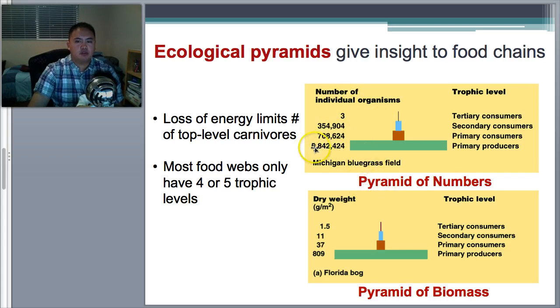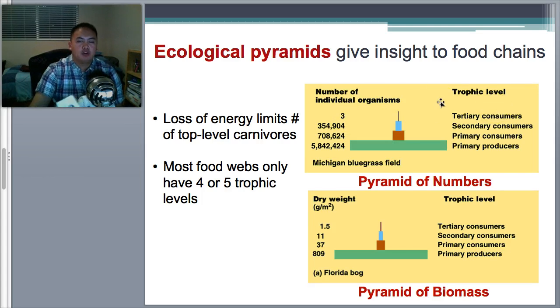In a bluegrass field, we have 5.8 million primary producers. Since we lose every 10%, this particular bluegrass field only has 708,000 primary consumers. Again, losing 10%, this particular field only has 254,000 secondary consumers. And because you lose so much energy from each individual step of the trophic levels, this particular ecosystem, this field in Michigan, its carrying capacity is only 3 tertiary consumers.